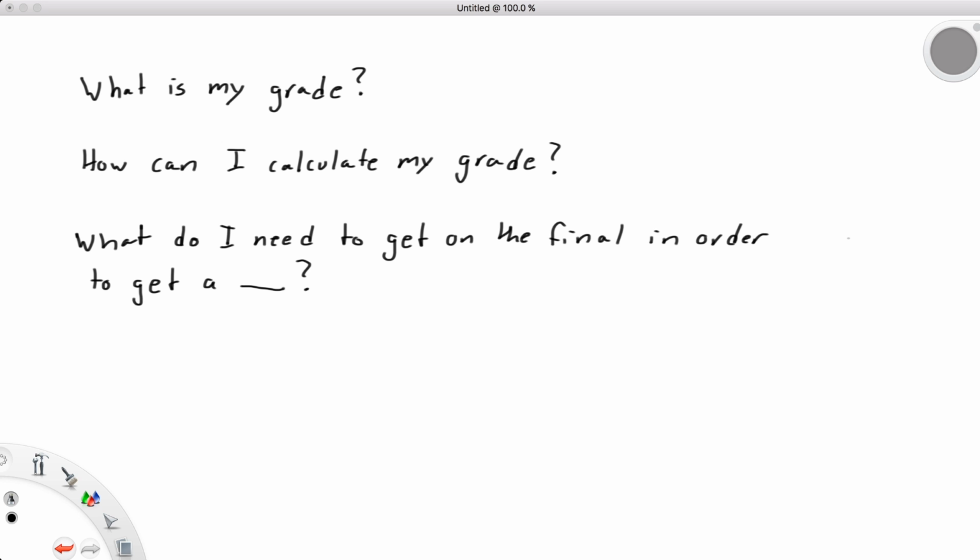Good morning. Today we're going to be answering questions all about grades. Now, these typically come in a variety of forms. How can we calculate our grades? Maybe that's at the end of the semester when all is said and done, or maybe that's in the middle of the semester when there's still pieces remaining.